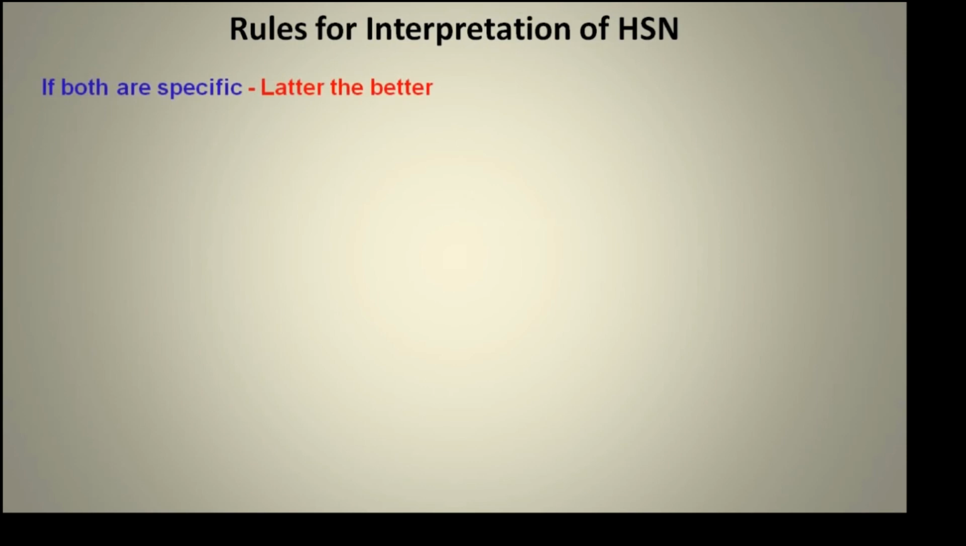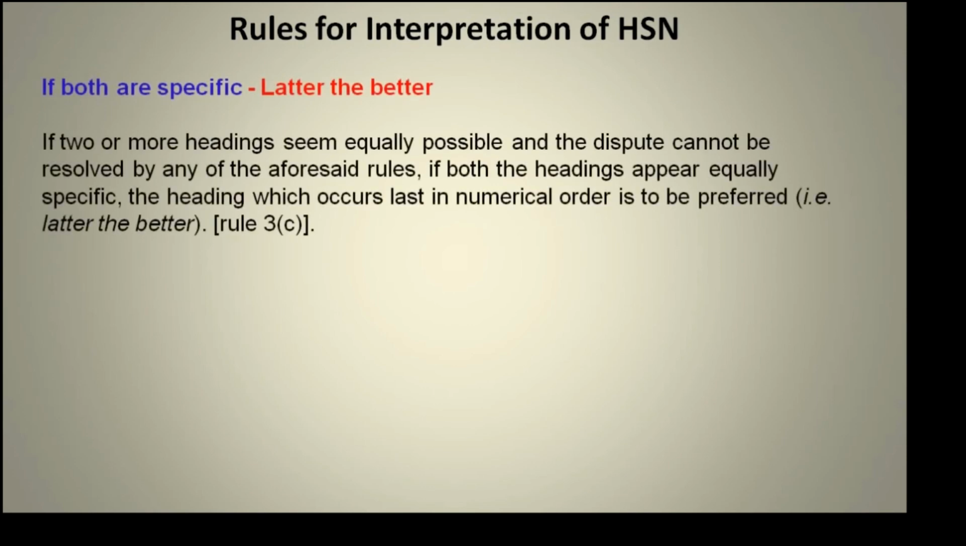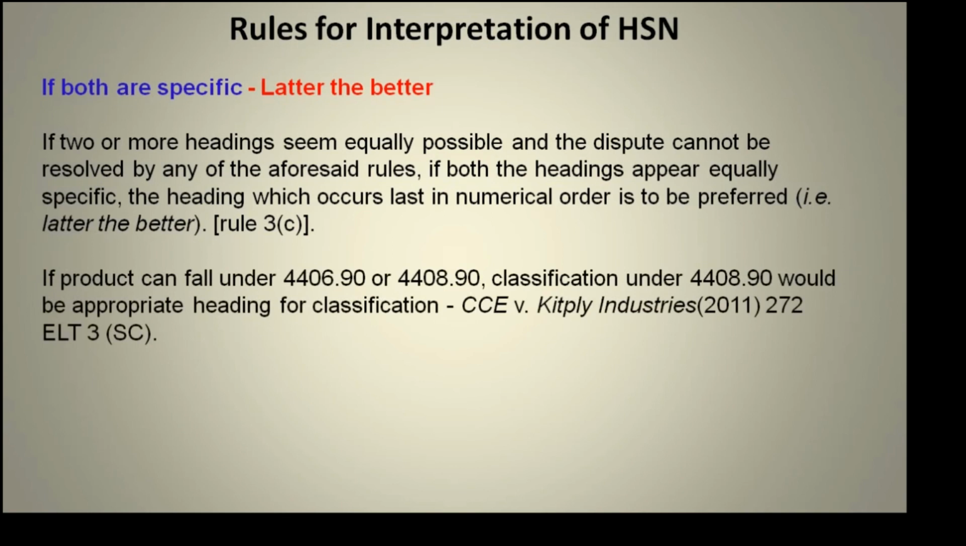If both are specific, later the better. If two or more headings seem equally possible and the dispute cannot be resolved by any of the aforesaid rules, if both the headings appear equally specific, the heading which occurs the last in numerical order is to be preferred, that is, later the better as per Rule 3C. If a product can fall under 4406.90 or 4408.90, classification under 4408.90 would be the appropriate heading for classification.